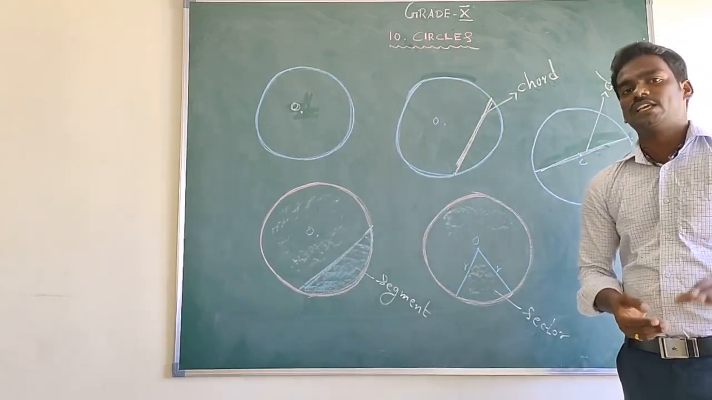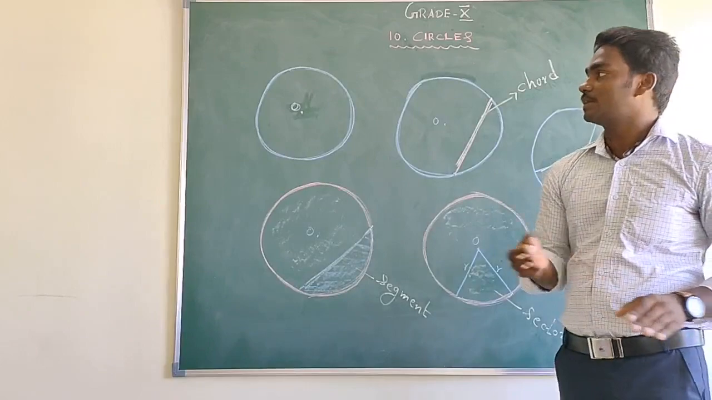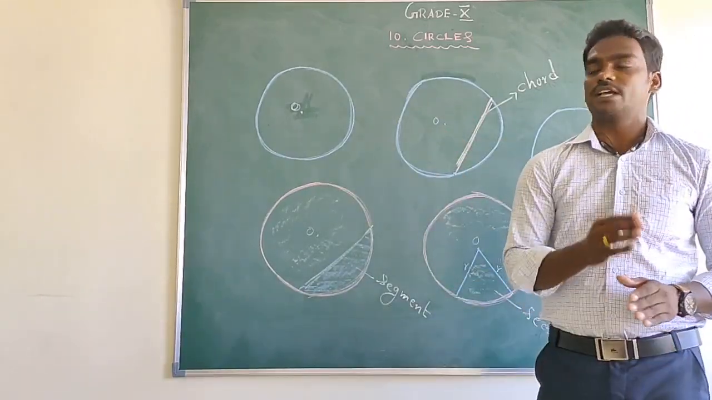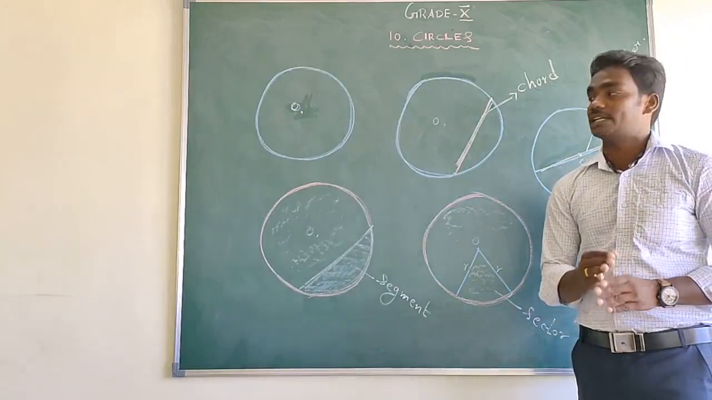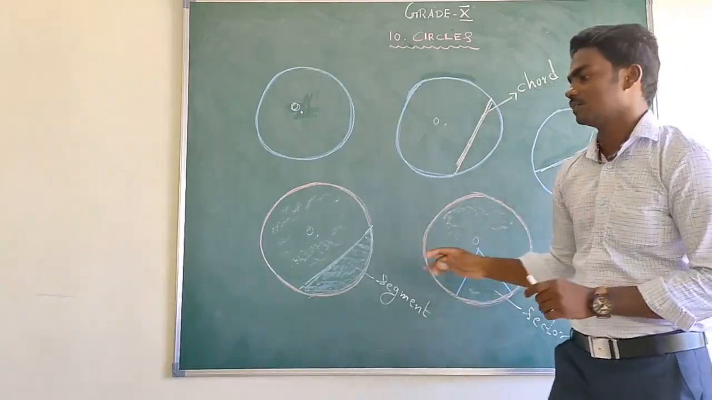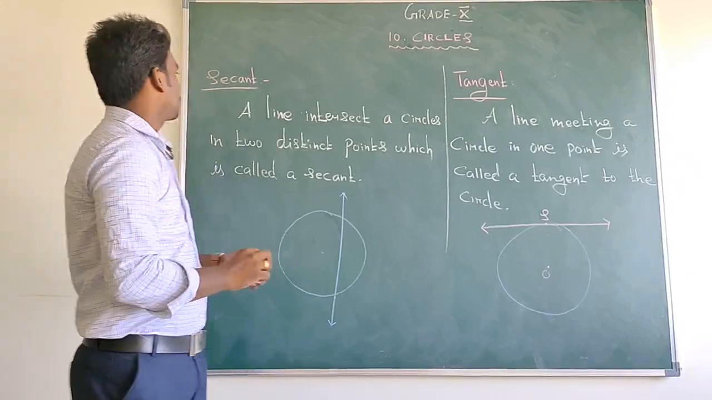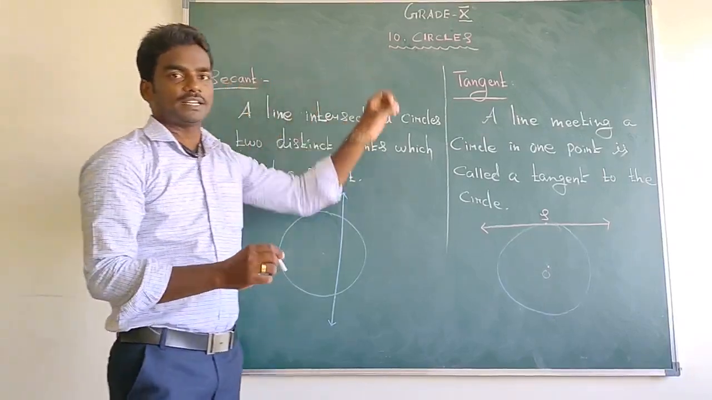We already know the area of the circle and the perimeter, that means the circumference of the circle. Now let us discuss the secant and the tangent of a circle.